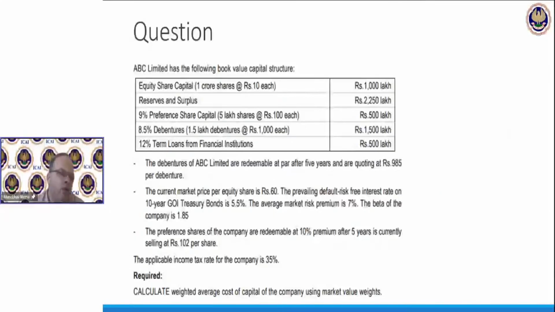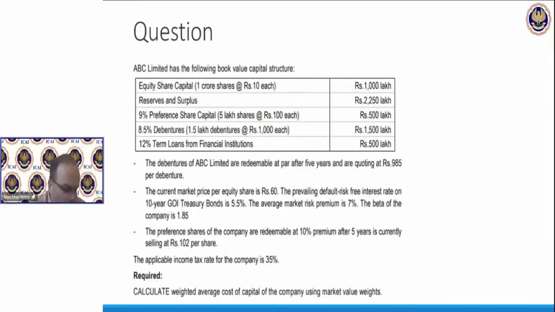Okay, with that, we move on to the next question here, which you can see on my screen. So let's quickly go through that as well. ABC Limited has the following book value capital structure. Equity share capital 1000, so these numbers are in lakhs. Reserves and surplus. We are also talking about 9% preference shares. And just look at how many shares are in the brackets, like 5 lakh shares, 1 crore shares, 8.5% debentures, and 12% term loans.